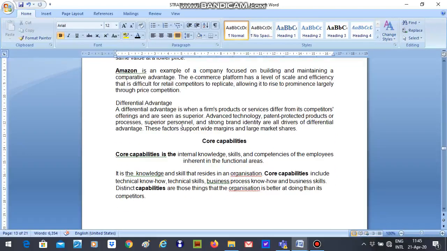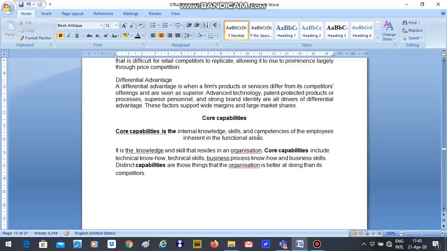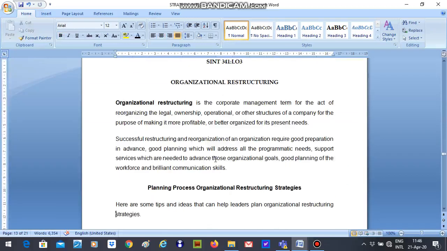Then we look at core competence. Core competence is the internal knowledge, skills, and competence of employees inherent in the functional areas. So these are knowledge, skills. Your competences, your capabilities are your strength as well. Your abilities to be able to do something can be in knowledge and skills. It can be your technical know-how, technology, how you use your technical skills. It can also be business process know-how and business skills. All these are capabilities, your ability to develop something, innovate something, create something using your skills to come up with something that makes a difference.